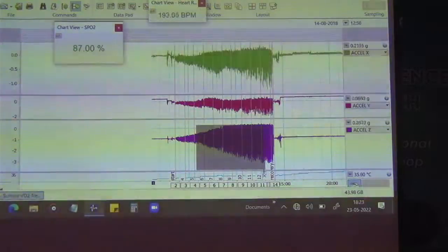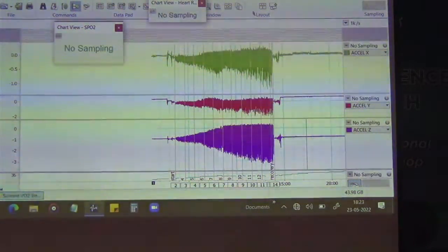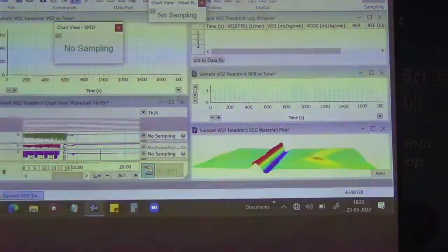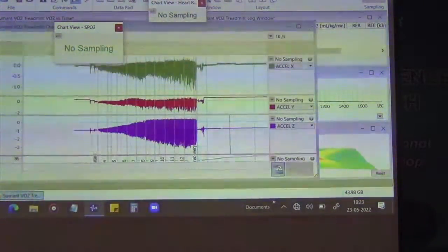And you can also use this to count the steps. If you see, maybe I am just zooming into this data. You can see the number of steps he has taken, and each step he takes can also be seen.